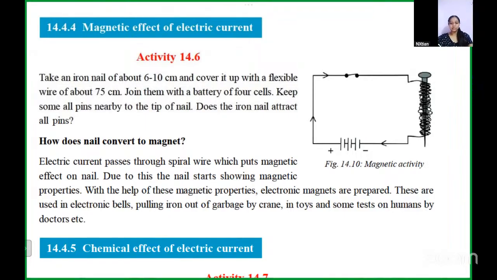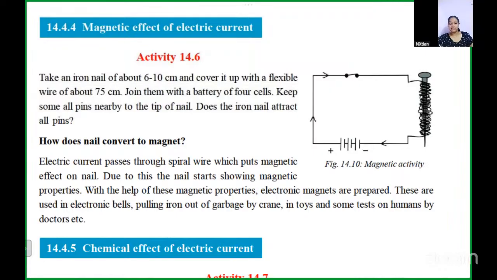Okay, so it will attract all the pins because it now has magnetic properties, or it starts to show magnetic effects. This is because the electric current passes through the spiral wires, and it creates a magnetic field around the nail.